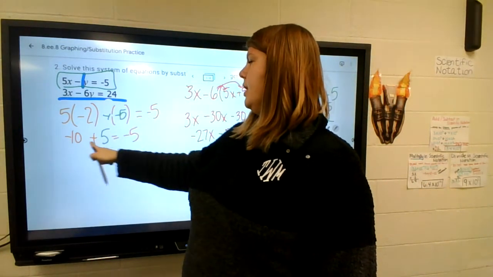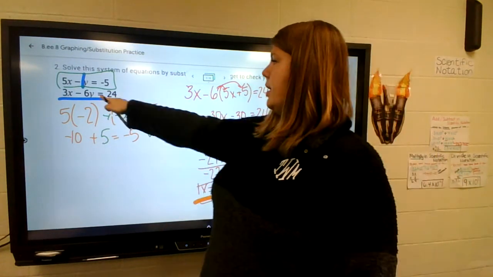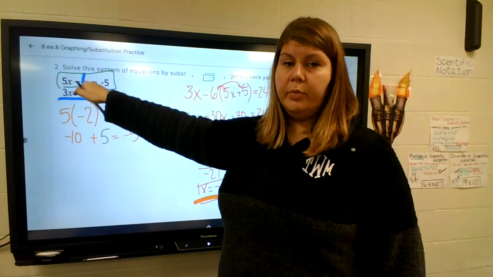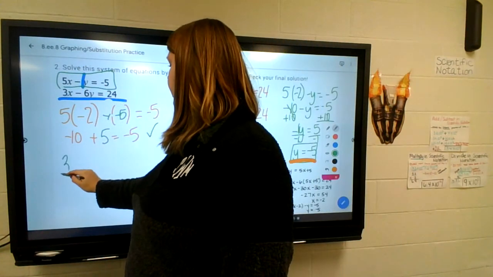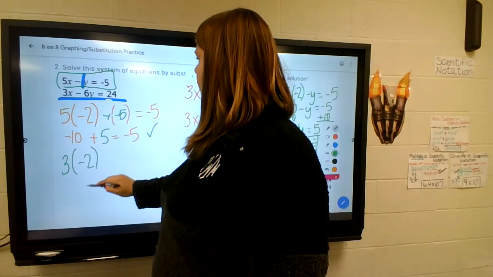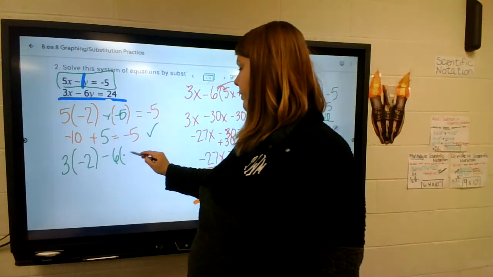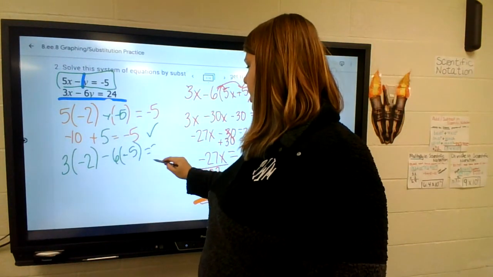Okay, well now does negative 10 plus 5 give me negative 5? Okay, we're good there now. Ooh. Second equation, I have to check both of them. Okay, they have to work for both. So the second one says 3 times x, which again, I got as negative 2, minus 6 times y, which is negative 5, now that I adjusted, equals 24.